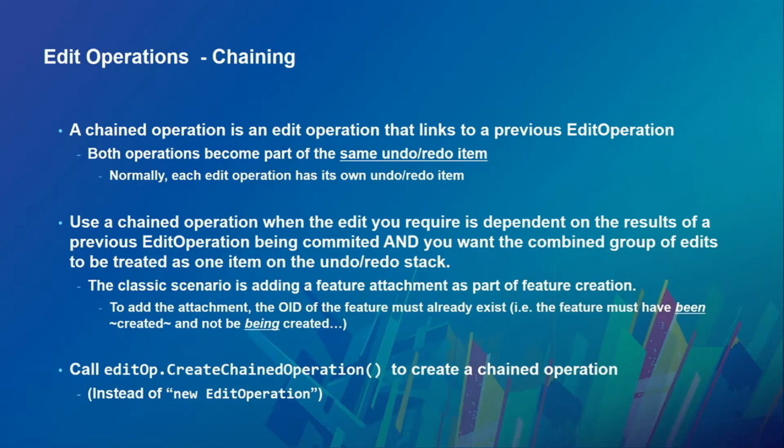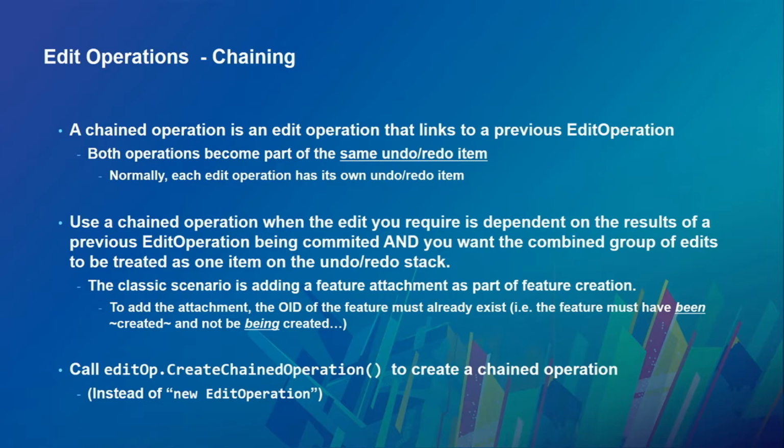So when we talk about chaining, a chaining is an operation that is dependent on a previous operation. So we actually have two operations, but what you're interested in is only having one item on the undo redo stack. In a normal situation, you might create an edit operation, do a number of operations and then execute, create another operation, do another set of methods and execute. In that instance, you'll have two items on the undo redo stack.